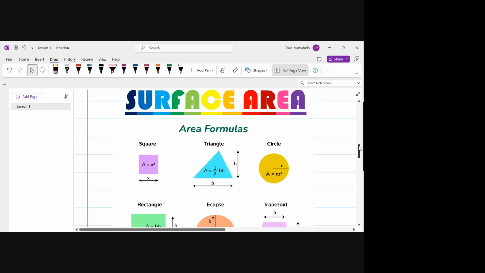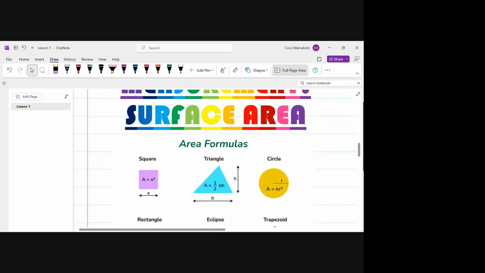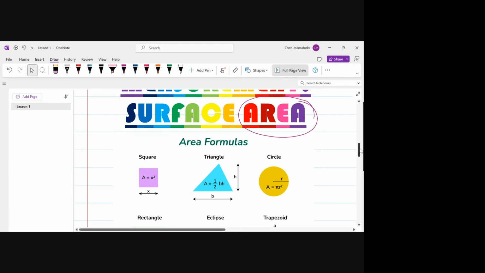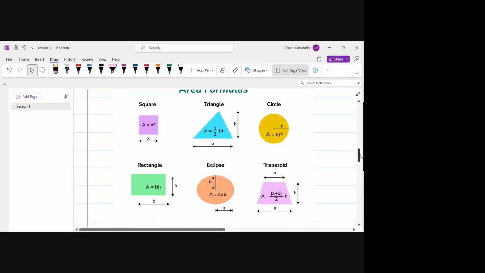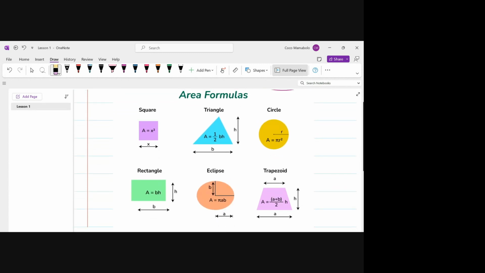What are the area formulas? Because today we're going to be talking about surface area. Surface area still heavily relies on the idea of calculating the area. So I want you guys to take a screenshot of all of these area formulas because we are going to need them. I'm going to give everybody 5 seconds to take a picture or a screenshot quickly.